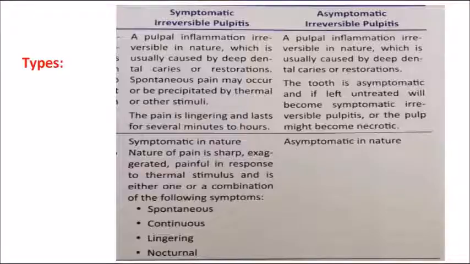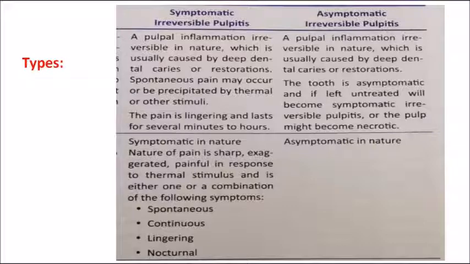There are two types of irreversible pulpitis: one is symptomatic, one is asymptomatic. To make you understand better, symptomatic means which shows some symptoms like pain. Asymptomatic means that when you see the clinical picture of the tooth, you understand there itself that this is asymptomatic irreversible pulpitis, because there is no symptom so far. The pulp is inflamed, or it has gone beyond that stage, where symptoms were never there. The tooth shows no symptoms at all, but the stage of the tooth is irreversible pulpitis.